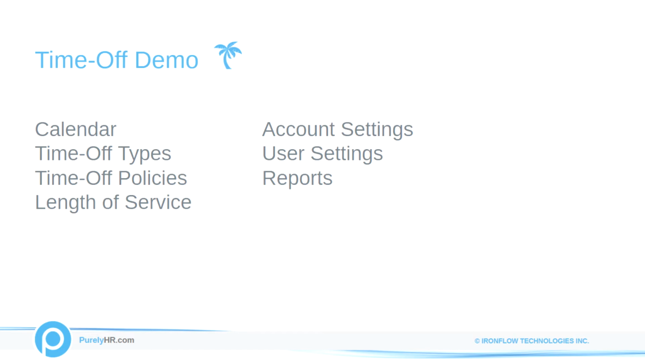This includes how to create time off types, time off policies, length of services, and go through some of the account settings. As a bonus, at the end, we will explain the user settings and go through an explanation of some of our reports. If you want to skip to a certain section, you can click on the time codes in the description below.